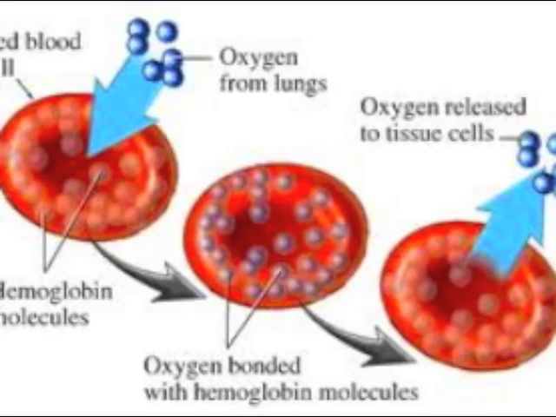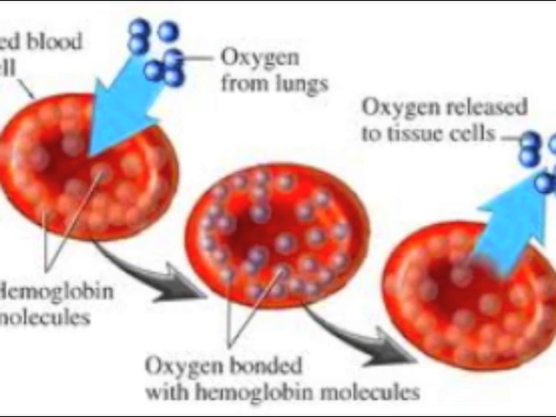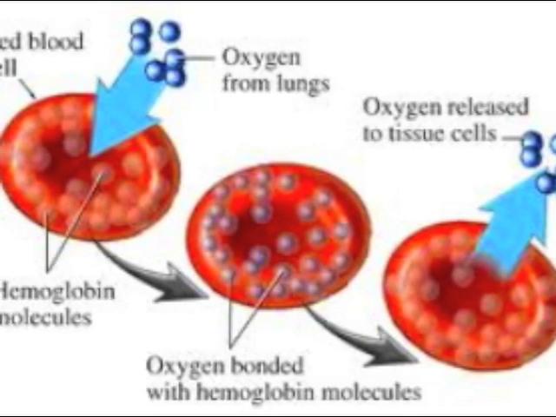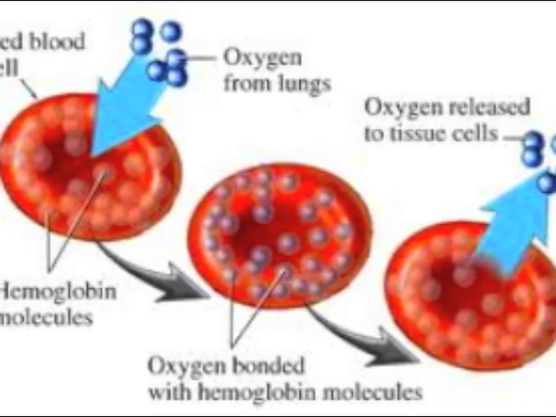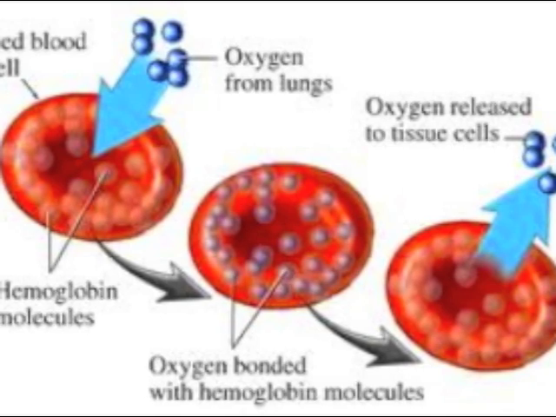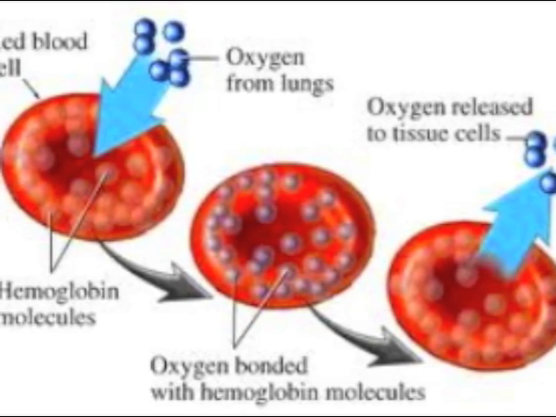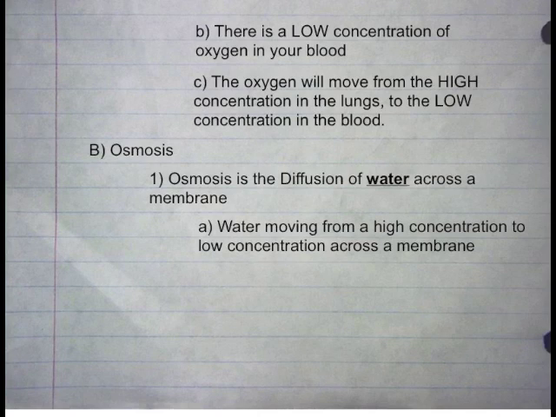Oxygen diffuses from the lungs into the blood cells. It's then carried to an area of low concentration in the muscles, and now it will diffuse out of the blood cells as there's a higher concentration in the blood cell. This is diffusion. Osmosis. Osmosis is the diffusion of water across a membrane.